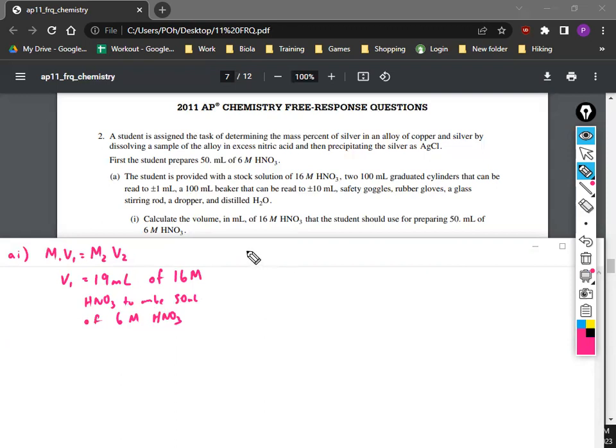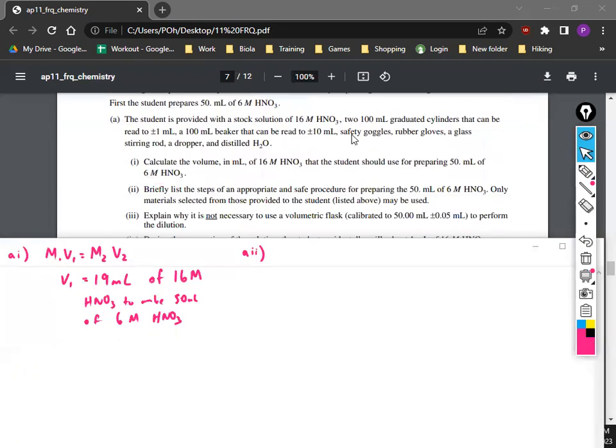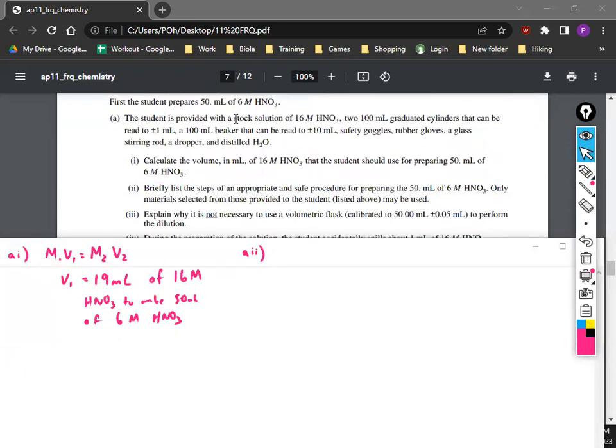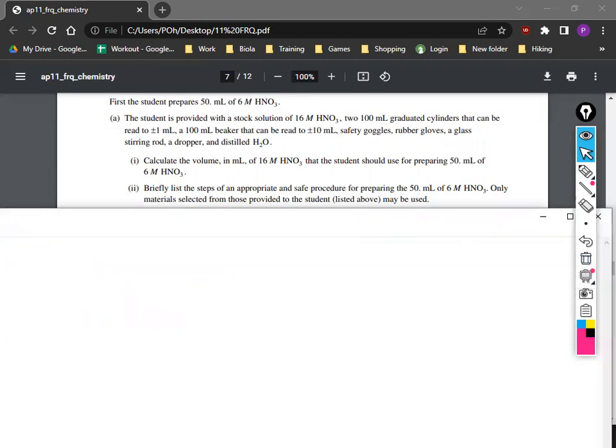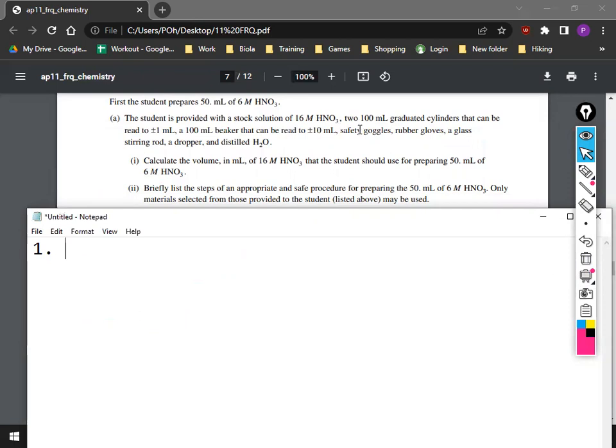Step 2 were the procedures. I think we did this last time too, so it shouldn't have been too bad. You write the steps for an appropriate safe procedure for making the one that we talked about in part 1. So I'm going to just type it. Again, it doesn't have to be exactly like this as long as you hit the main point. If you take a look at this problem, it gives you some equipment that you're going to use. It gives you the safety equipment, and so you've got to involve those. So you can just say something like wear goggles, gloves. Obviously, you want to write complete sentences on the AP test, but you get the general idea.